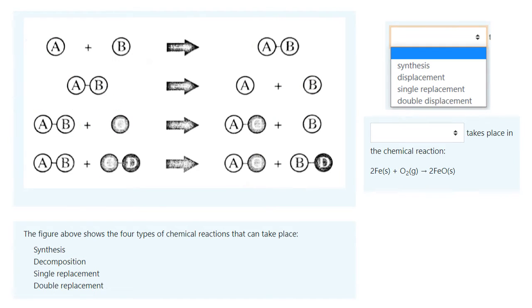What takes place in this reaction? We have iron and oxygen, and it creates iron oxide. One thing plus one more thing creates one thing where they are joined together. This is the first reaction. This is synthesis. Synthesis is where 2 things join together to make one thing.